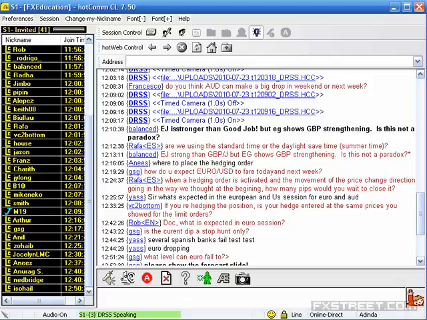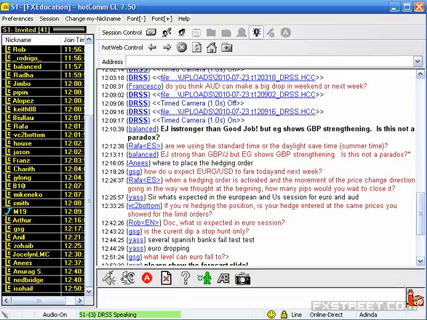In Francisco, do you think the Australian dollar can make a big drop this weekend or next week? Today they could make a nominal slide to 88, and then next week will come up as a drop in the Australian dollar. Balanced, euro yen is stronger, but it shows GBP strengthening.